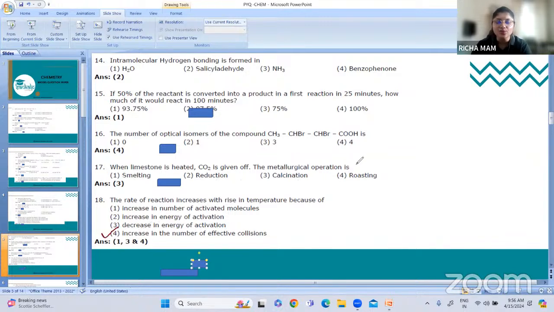Okay, so what happens? The energy and speed of the molecules of the reactant increases with the increase in temperature. So the number of molecules will increase with the increase in effective collisions. So the rate of reaction increases with increase in temperature. So option number 4 is the correct one. Very good. Okay, let us go for the next one.